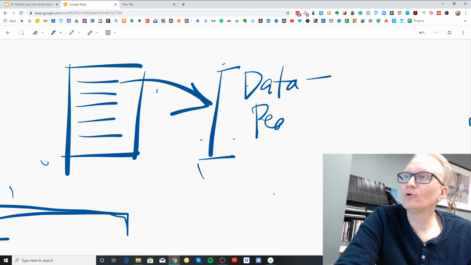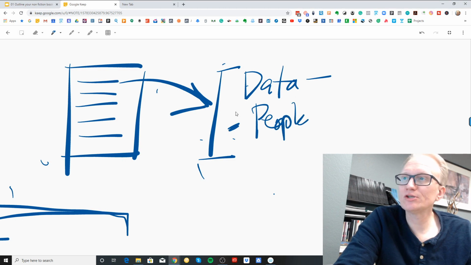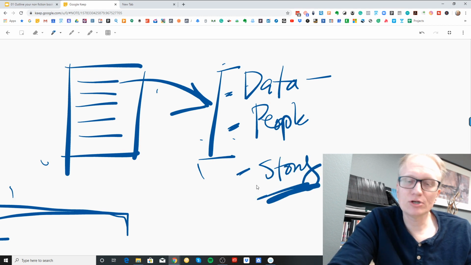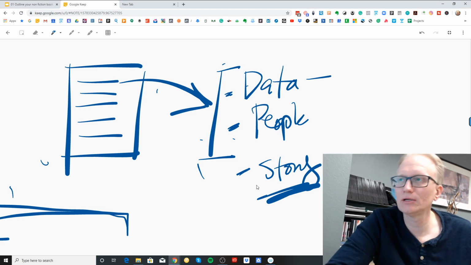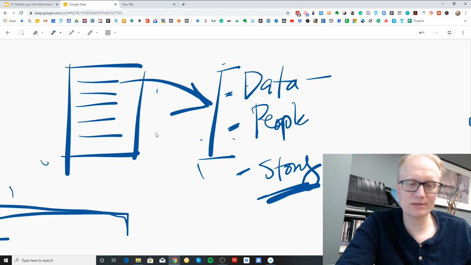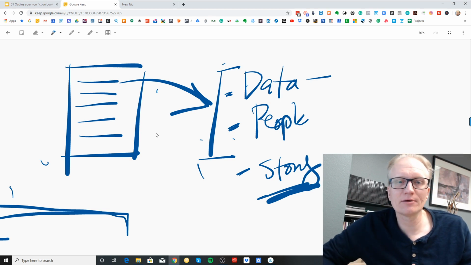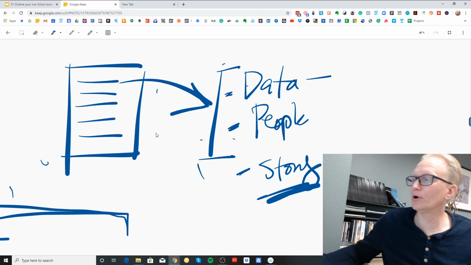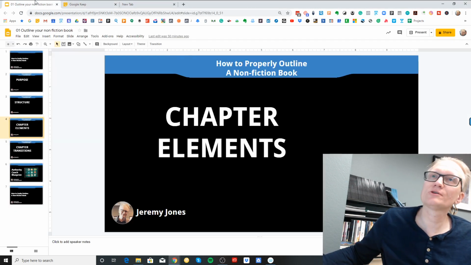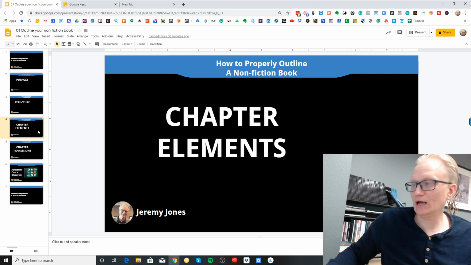What are the people that you want to mention in your book? So data, people, and what's maybe a story that you could share in your book to help bring credibility, bring your experiences into it, bring a connection with the reader as well. So these are all elements that we consider to put in there to serve the purpose of your book. So those are what we call chapter elements.